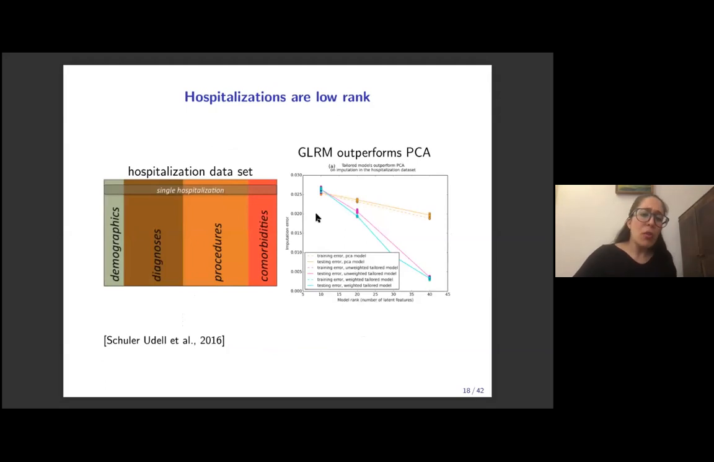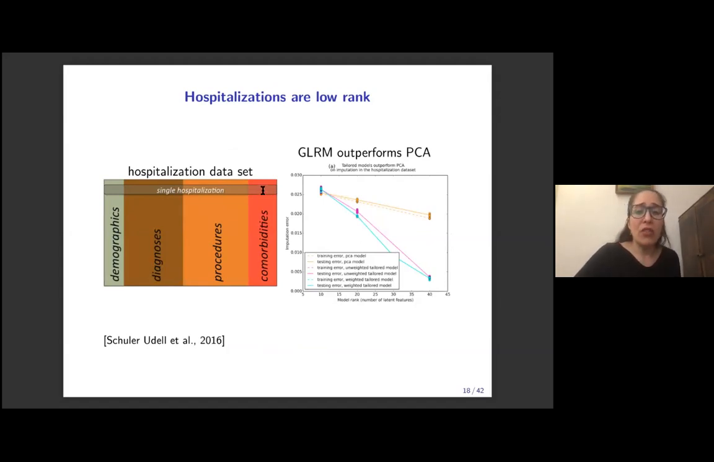Okay. So let me show you a real data set that looks very similar to the hospitalization example that I showed you before. This is a hospitalization data set. It comes from Stanford Hospital. It has about 1 million patients in it. And one row of this data table is a single hospitalization. For that hospitalization, we know the patient's demographics, what diagnoses were made, what procedures were done, and we know what comorbidities the patient had associated with them.